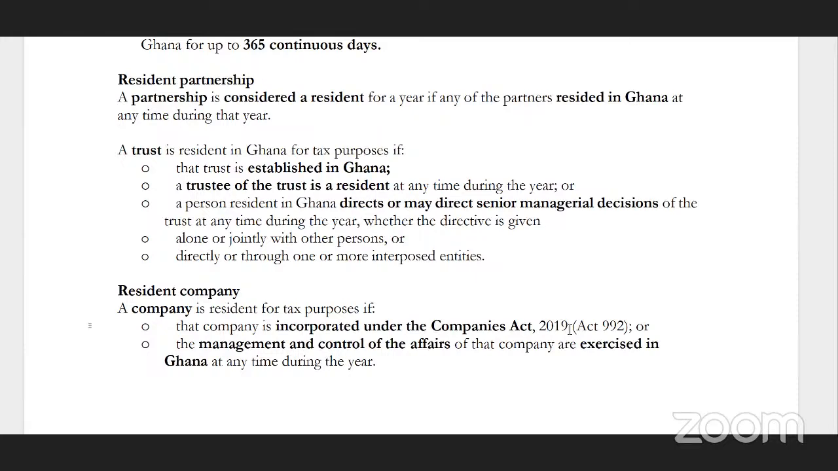Meaning we are talking about operations, how to do operations of the trust, which machines are running, where they do their meetings, where they do their board meetings. You look at all those things, right? At any time during the year, whether you do it alone or you do it with other persons, or you do it through other entities.